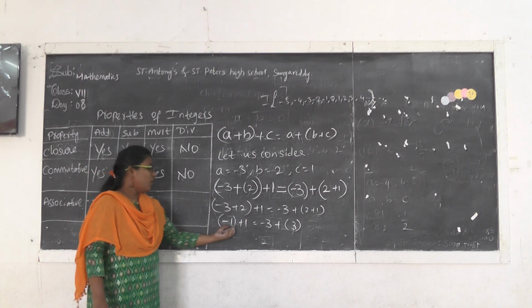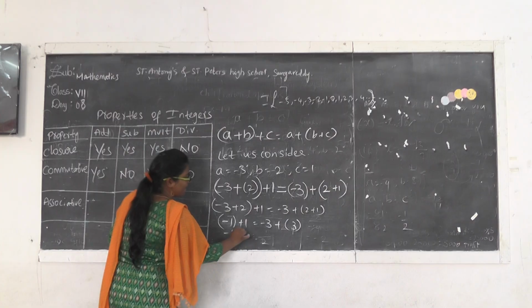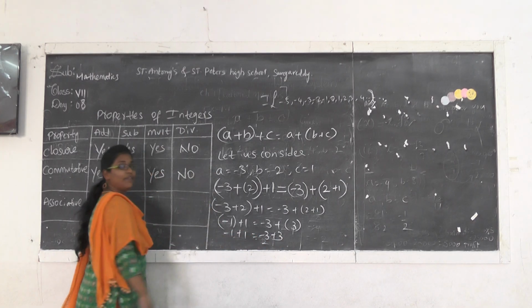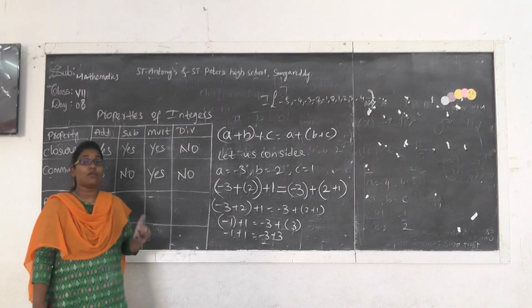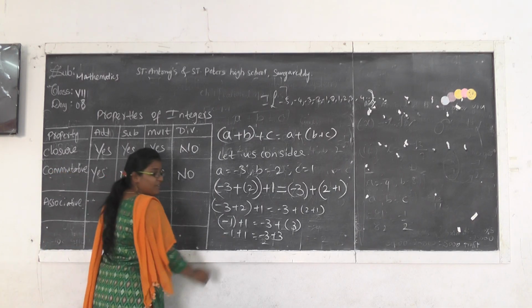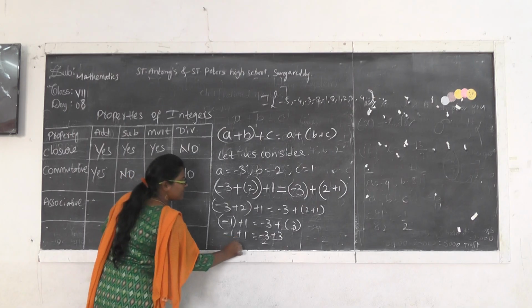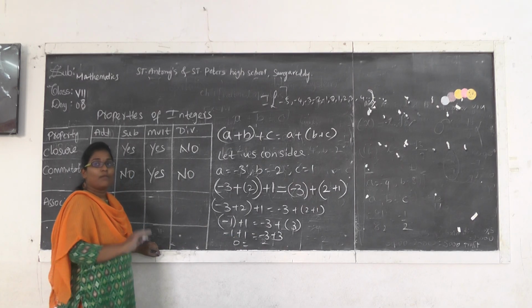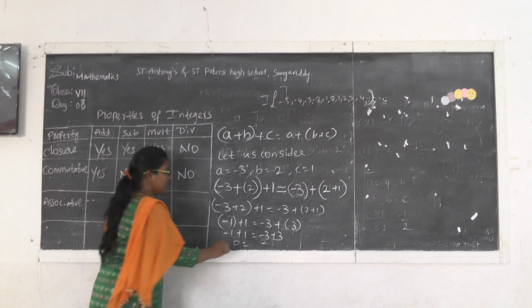Now 1 minus 1 plus 1 equals minus 3 plus 3. Both are having different symbols, so what we have to do? We have to subtract. 1 minus 1, the result is 0. Here also both are having different symbols, so we have to subtract. 1 minus 1 plus, so the result is 0.